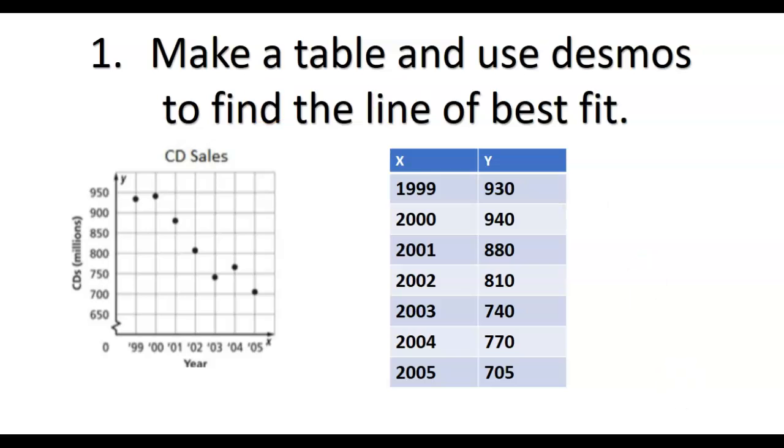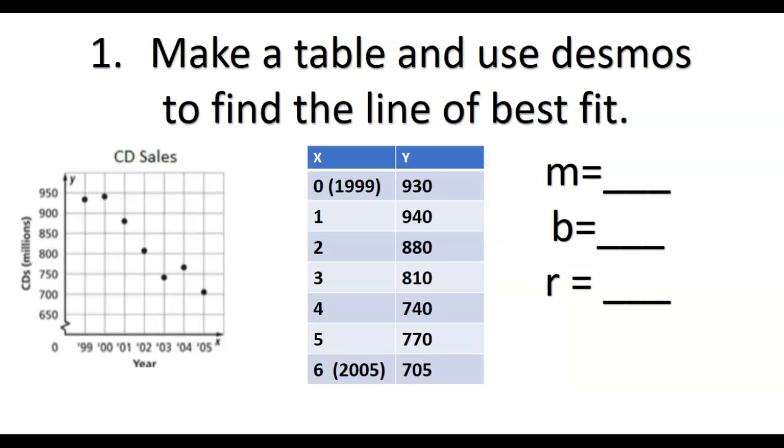And what we need to do is take the data points and make them into a table. We're going to use Desmos to find the line that best fits this data. Now, most of the time when we have years, we don't put them in like this because we're lazy and we don't want to type all those big numbers. And so when we have years, we usually change the first year to a 0 year, and 1, 2, 3, 4, 5, and the year 6 would be representing the year 2005 on our chart here.